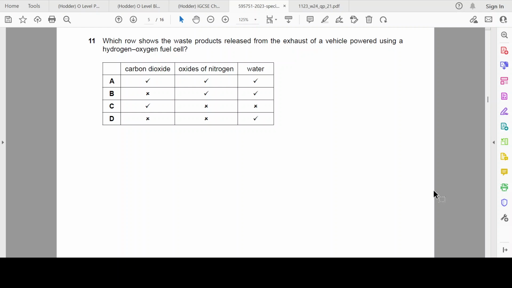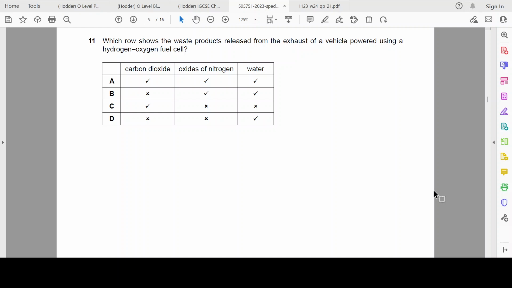See what happens in a hydrogen oxygen fuel cell. Hydrogen and oxygen are the input; they are the fuel. Thus, the name hydrogen oxygen, right? And they react to form water. And so the only exhaust that is released is water, and that's why the hydrogen oxygen fuel cell is said to be very clean. It doesn't have the pollutants, carbon dioxide and oxides of nitrogen.